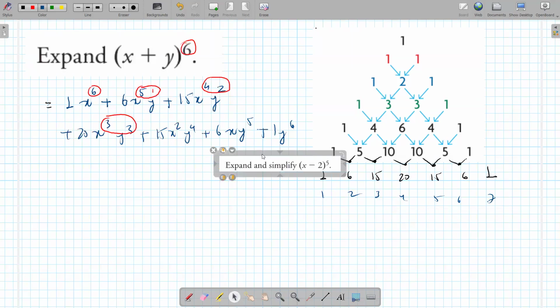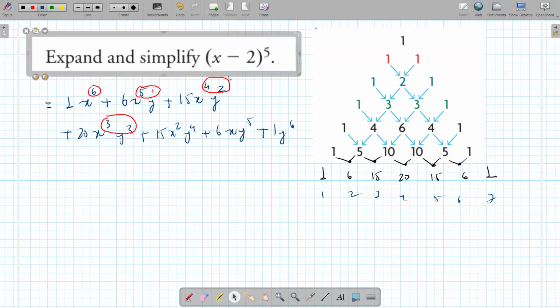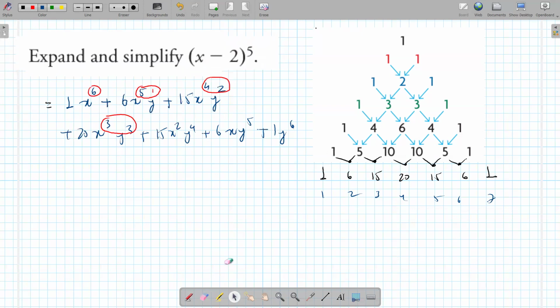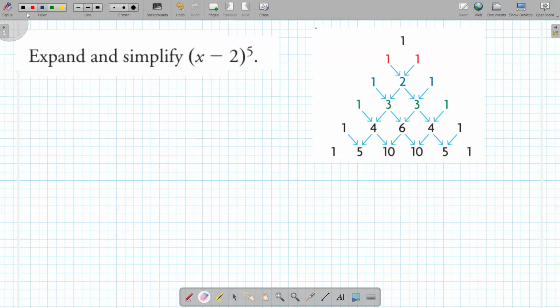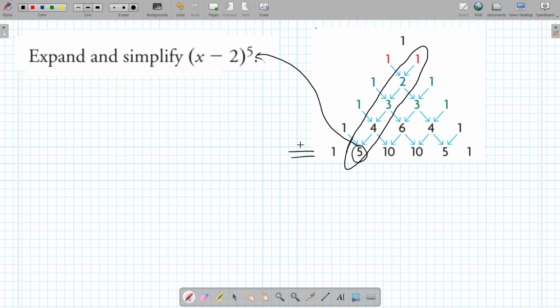So now the next question here doesn't have the y, but nothing changes really. We're looking at power 5. So we are looking at this line down here, because these second numbers always represent the power. So this is power 5. We're going to be using this line.